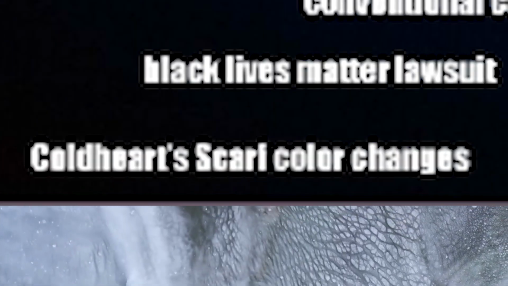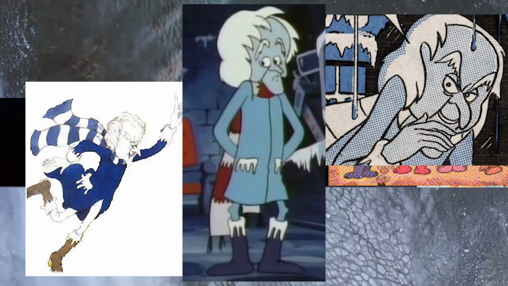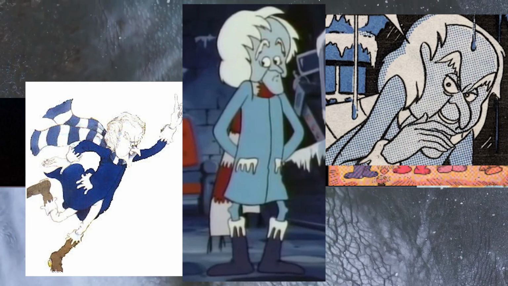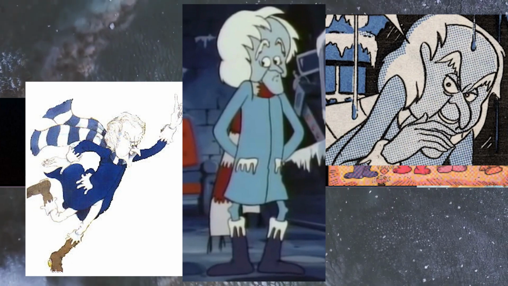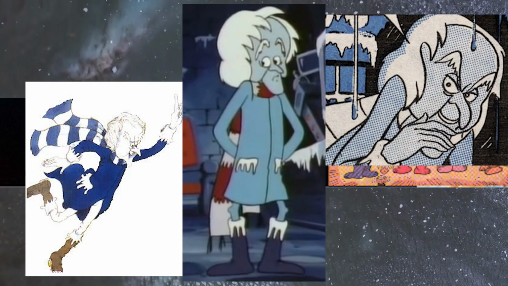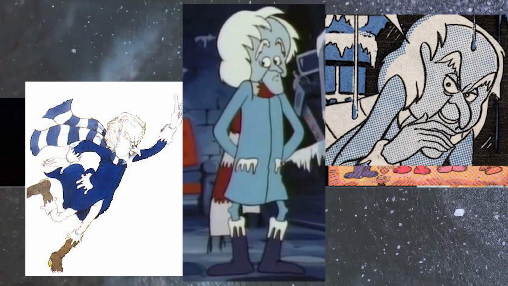Cold Heart's scarf color changes. For some reason, each animation team liked to design Professor Coldheart's striped scarf with a different color. We don't see much of this anymore though, due to Nelvana retaining the rights to the character.